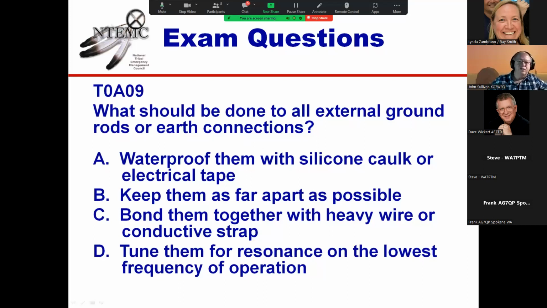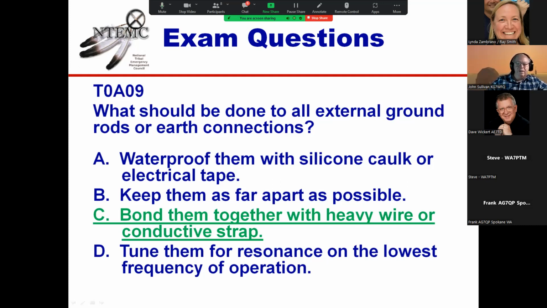Keeping the rods as far apart as possible, there's not necessarily a reason to have them. It depends on what your installation is. You want to bond them together with heavy wire or conductive straps. This is the key. With grounding, you want everything to be at the same potential. So anything that's part of your grounding system, you want connected together so that they have a common potential. So the answer is bond them together with a heavy wire or conductive strap.